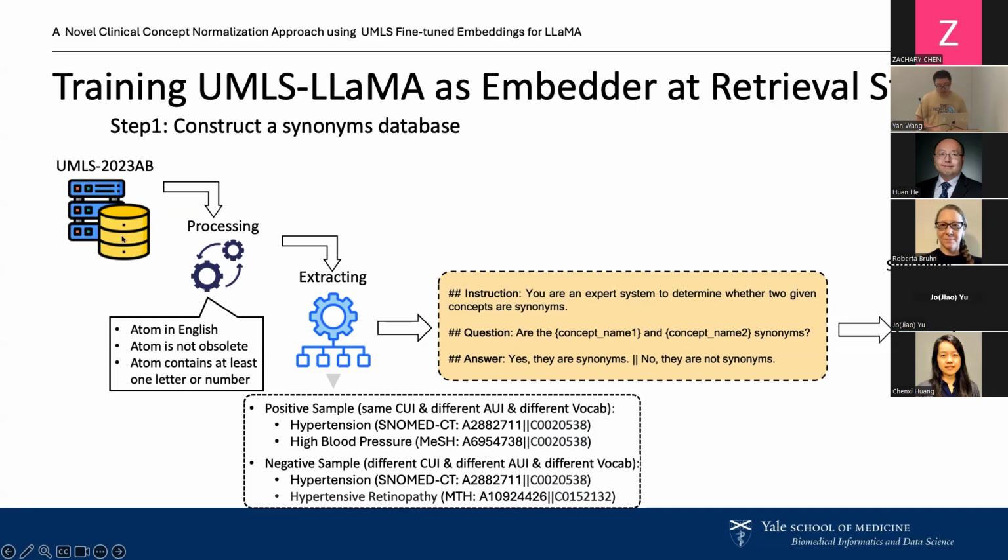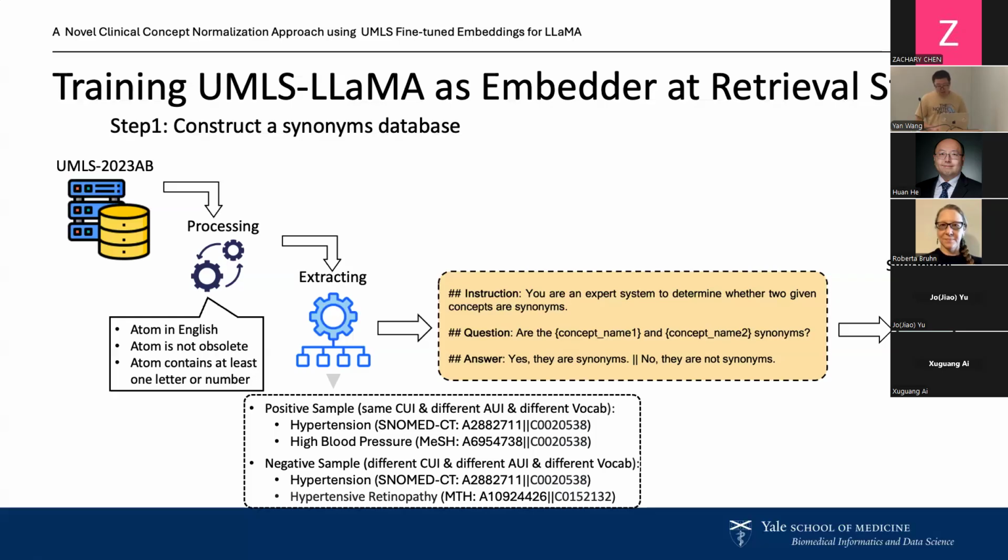we process this data by the following 3 steps. First, the selected item is in English. Second, the selected item is not discarded. The third is that the selected item contains at least one word or number. After processing, we start to extract positive samples as synonyms and negative samples as non-synonyms. For the positive sample selection, given 2 terms, X and Y, that are categorized under the same UMLS ID.